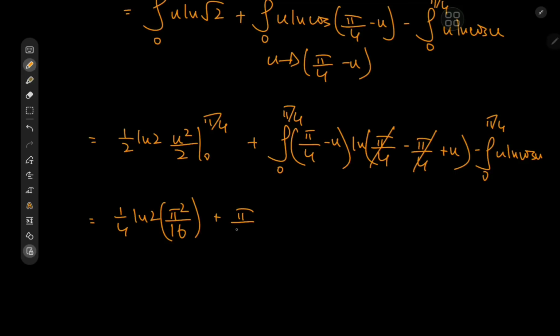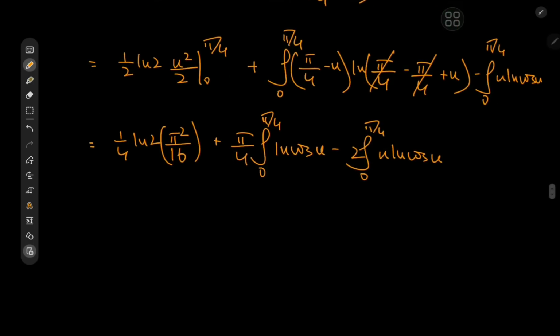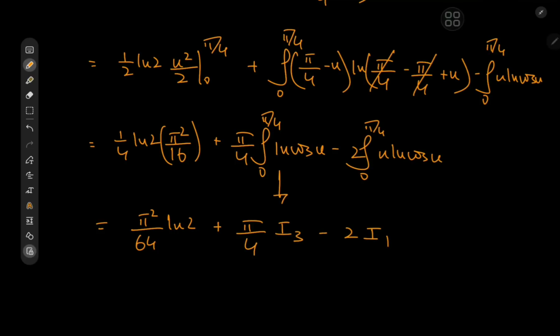Plus we have pi by 4 times integral 0 to pi by 4 of log cosine u, minus we have integral 0 to pi by 4 of u times log cosine u. And look, there's another one of those. So that means we have twice that integral. And now, just let me write this as pi squared by 64 times log 2 plus pi by 4 times another integral that I'm going to call I sub 3. And 2 times this integral I'm going to call I sub 2.